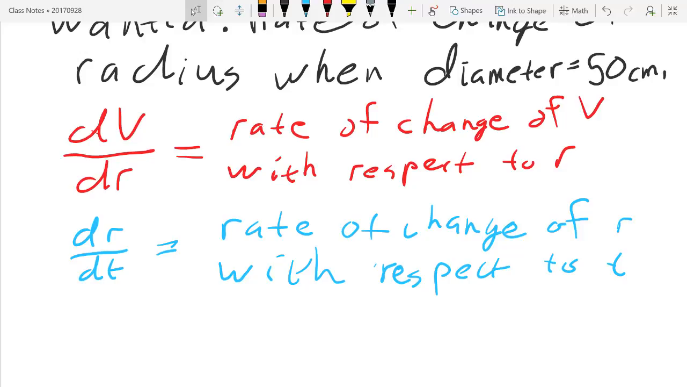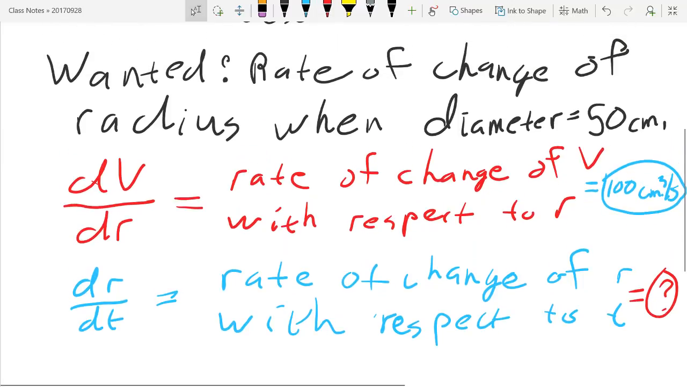All right, so for volume, dV/dr is that 100 cubic centimeters per second. And this is what we're actually going to be trying to get to here. Okay, dr/dt is what we actually would like to find in the long run, the actual rate at which the radius is changing when the diameter is 50 centimeters.